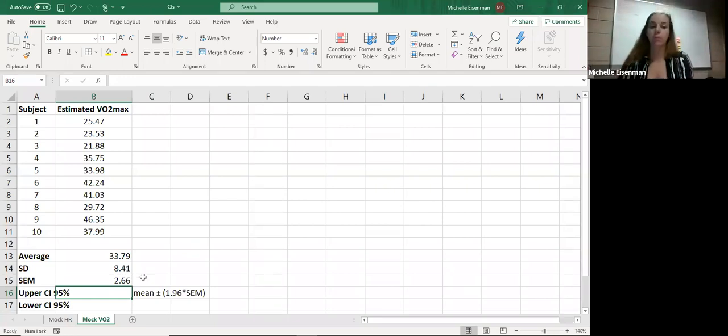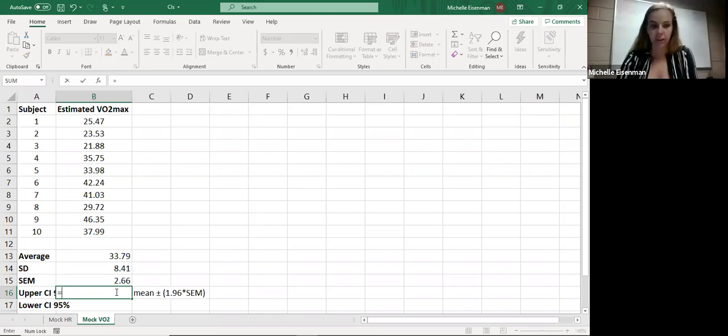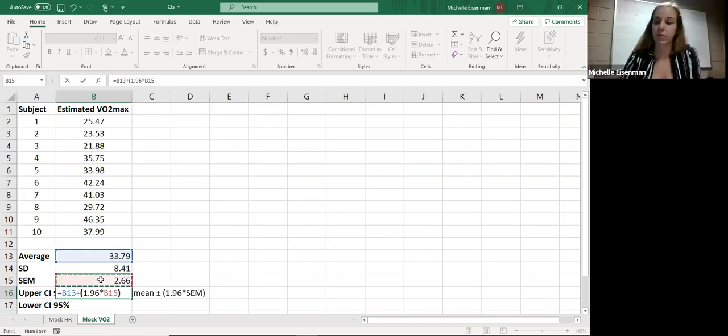There are generally upper and lower limits to your 95% interval, so this is where you get the range. The formula is mean plus or minus 1.96, since we're using 95%. That's the value we're going to be using, times standard error of the mean. Luckily, we've already calculated all this, so it equals the mean. Since this is the upper limit, it's going to be positive, so plus, in parentheses, 1.96 times our standard error of the mean, and we get 39.